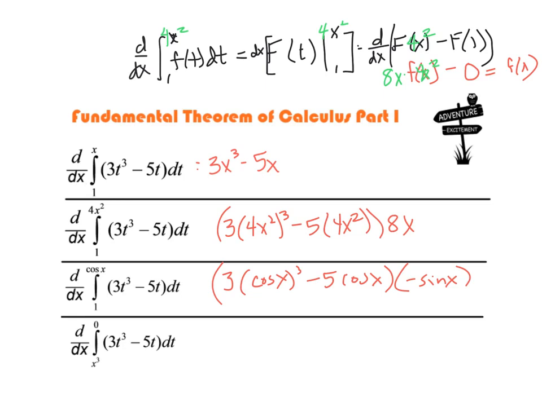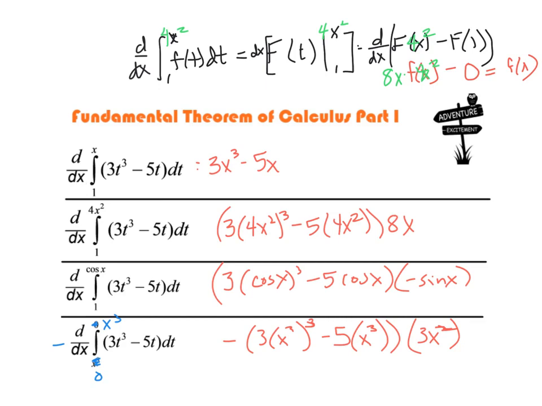And this last problem, you'll see it goes from x cubed to 0. Again, what the constant is really isn't important, but I would like it to go from constant to x cubed. And of course, when you change the bounds, you simply change the sign of your answer. So we're going to have negative 3x cubed minus 5x cubed, and then multiplied by the derivative, which would be 3x squared. Sorry, my writing's a little sloppy there.